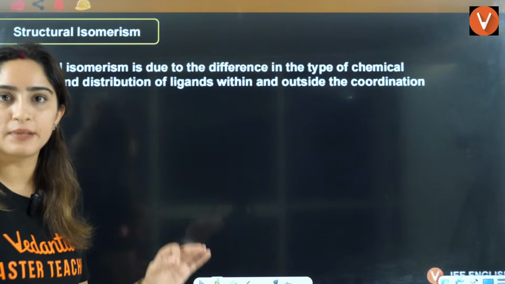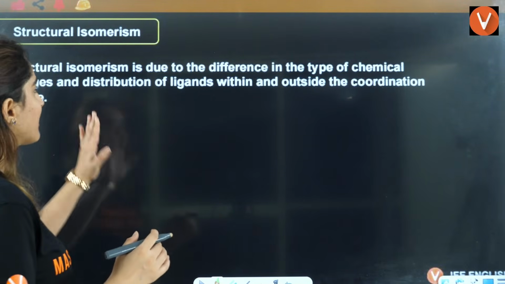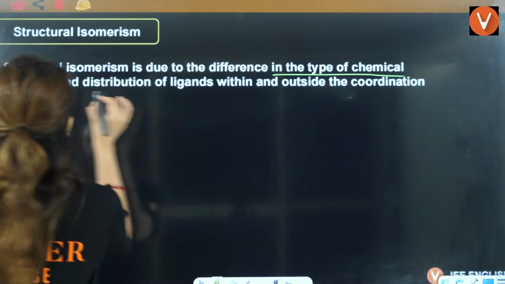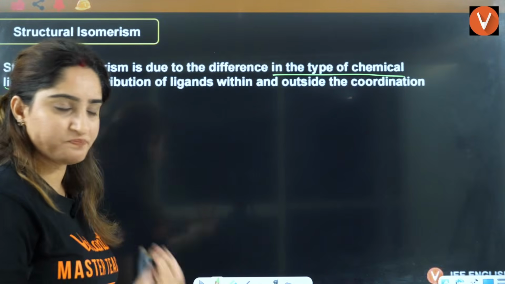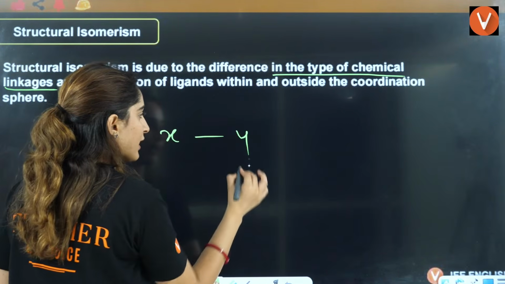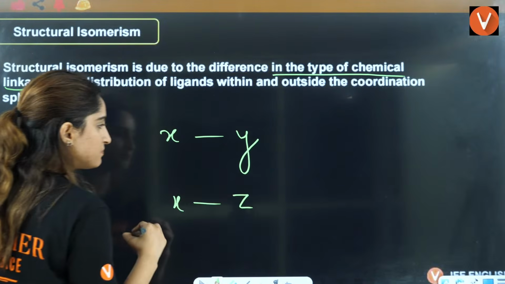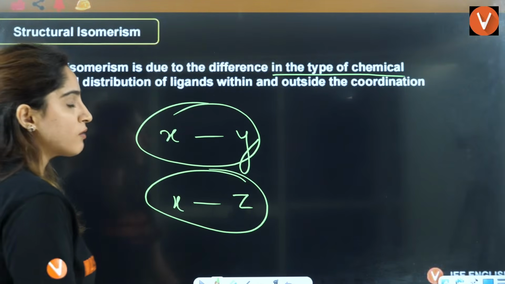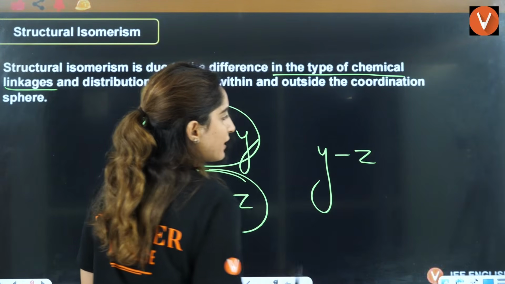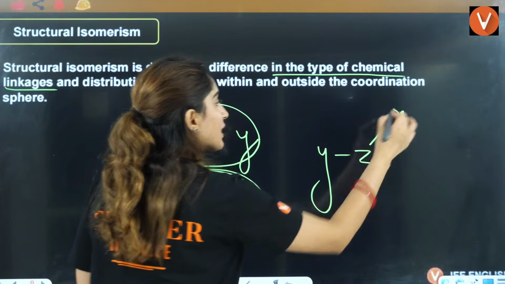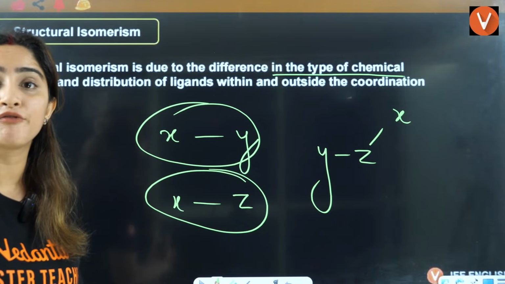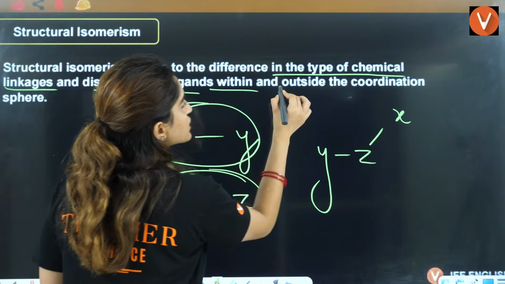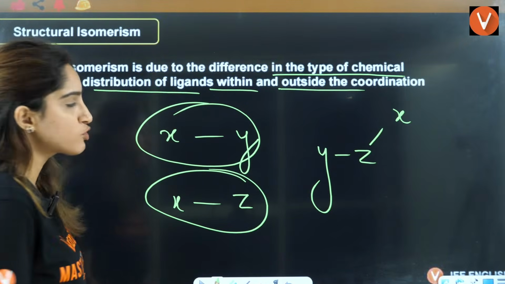Structural isomerism is of so many types. Let's discuss that. Structural isomerism is due to difference in the type of chemical linkages, whether X is connected to Y, or X is connected to Z. Or maybe somewhere Y is connected to Z and then Z is connected to X. So there are different types of chemical linkages that you have, and the distribution of ligands within and outside the coordination complexes.